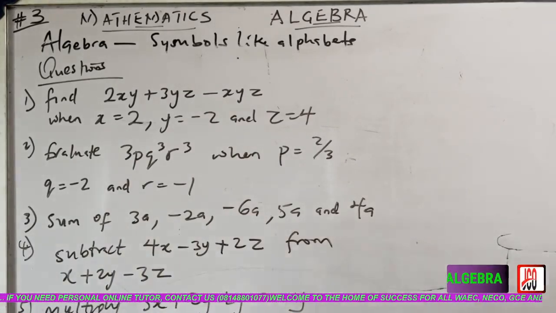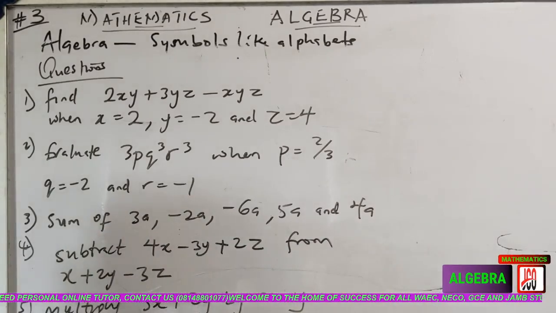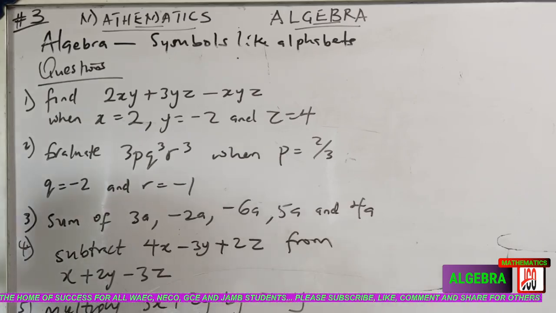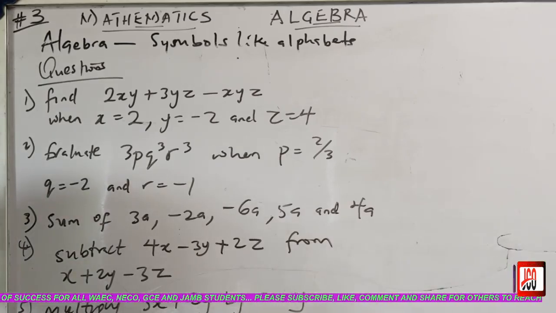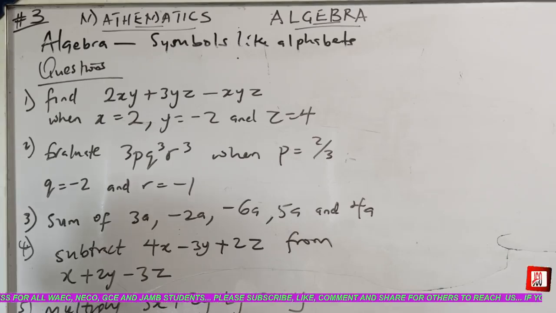So watch along. 2 times 2 gives me 4. 4 times minus 2 gives me minus 8. Plus 3 times minus 2 gives me minus 6. Minus 6 times 4 gives me minus 24. Minus 2 times minus 2 gives me plus 4. Plus 4 times 4 gives me plus 16.